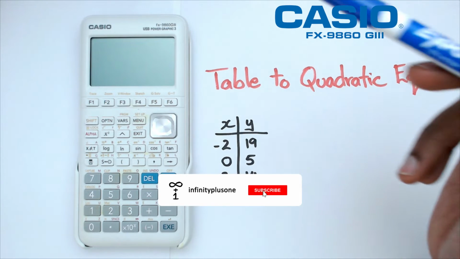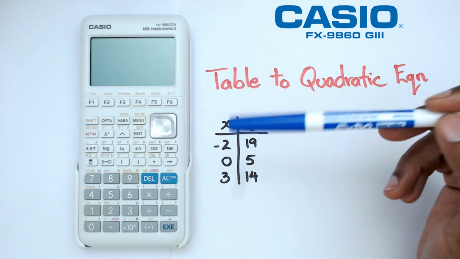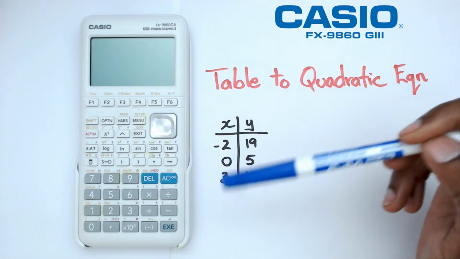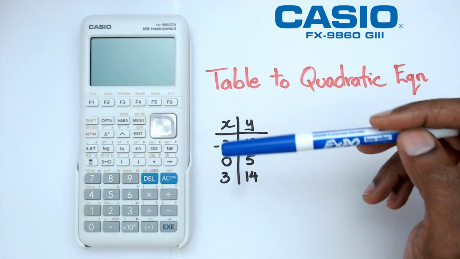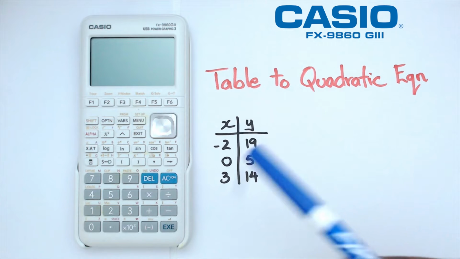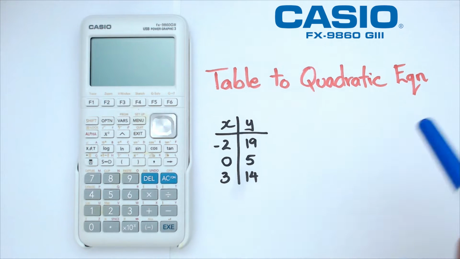Alright folks, when we're going to work from a table to a quadratic equation, we want to make sure that we actually have 3 points. I know with straight line equations you only need 2 points, but with quadratic you need 3, unless you have the vertex and another point, but I'll talk about that a little bit later in another video. For now, we're going to be looking at this particular table and how to convert it.